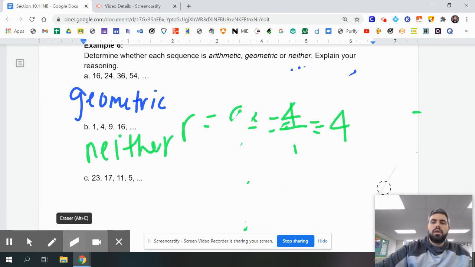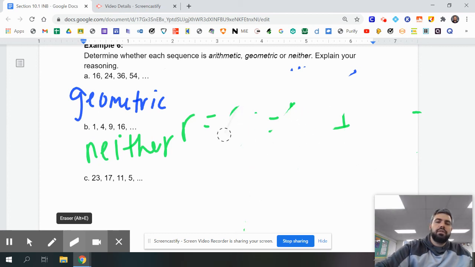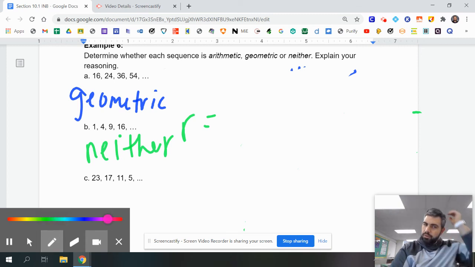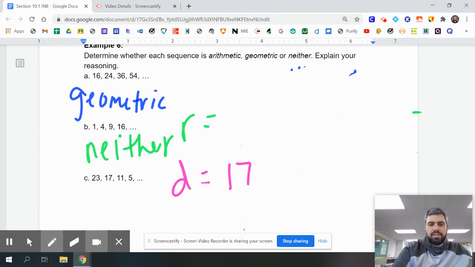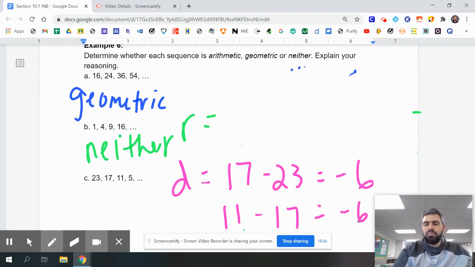Okay? All right, let's look at our last example, letter C. Okay, so letter C, it says 23, 17, 11, and 5. And so what I'm going to do is try and figure out, is this arithmetic by finding a common difference? So that would be 17 minus 23, which is negative 6. 11 minus 17 is also negative 6. And if I did it one more time, 5 minus 11, that's also negative 6. So this one would then be arithmetic.